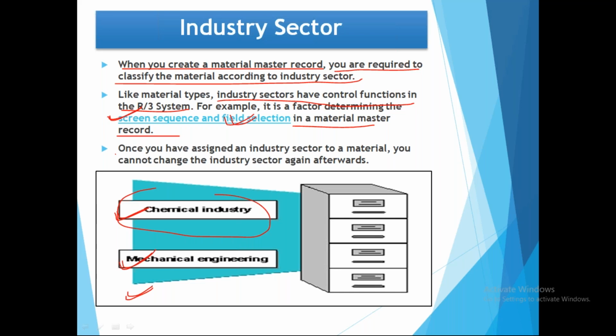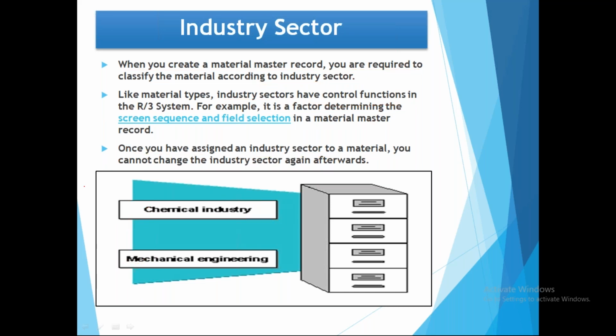Now once you have assigned an industry sector to a material, you cannot change the industry sector again afterwards. So while creating the material master, if you assign an industry sector, then after that you cannot change the industry sector for a material. So you should be very careful while selecting the industry sector when creating the material master.